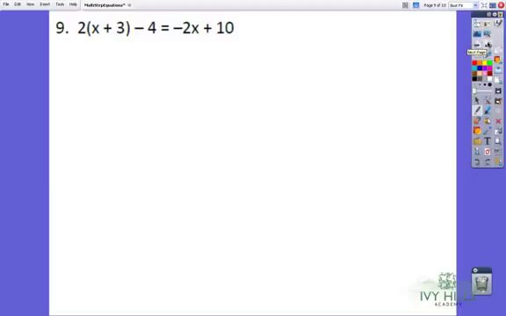Here we have multiple steps that we can do. The first thing, whenever I see parentheses, the very first thing I like to do is distribute whatever's on the outside through the parentheses. Right here is my distribution that needs to take place. That's going to leave me with 2x plus 6 minus 4 equals negative 2x plus 10.